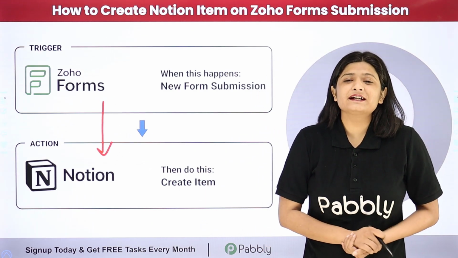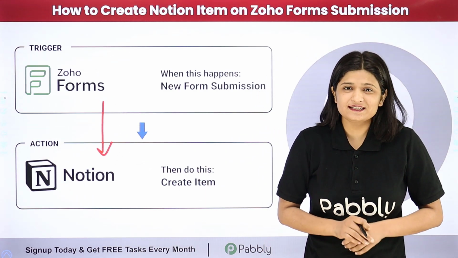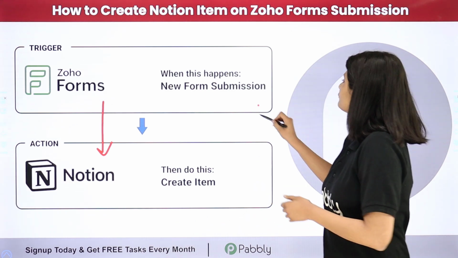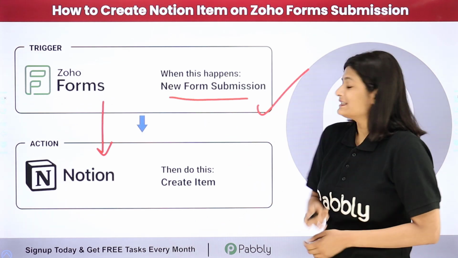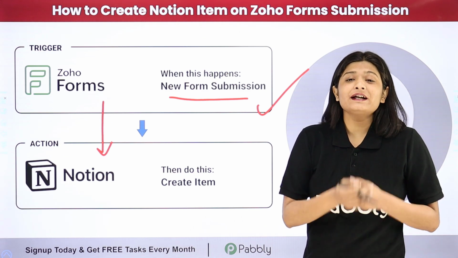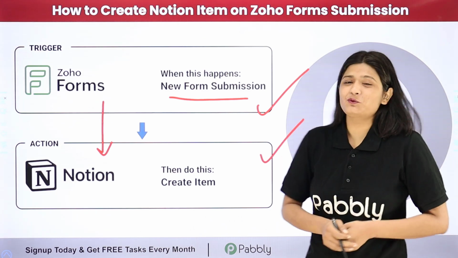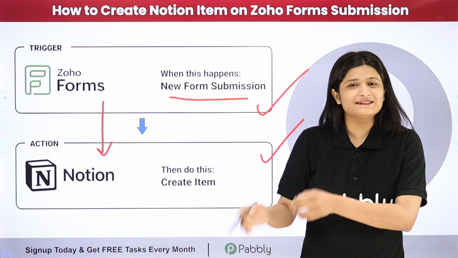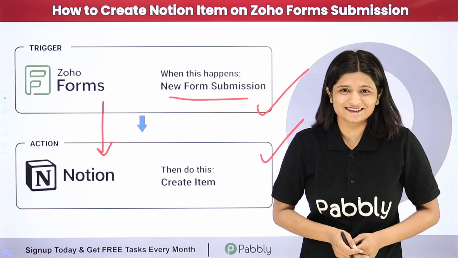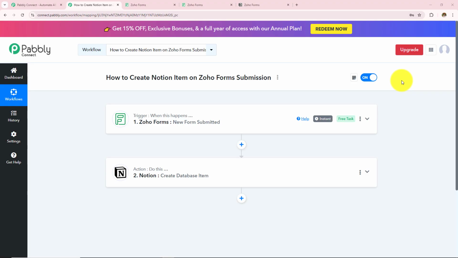With the help of Pabbly Connect, I am going to build this connection in such a way that whenever I receive a new form submission in my Zoho Forms, these items will be automatically created in my database in my Notion. Now if you want to learn this amazing automation step by step, then let me take you all to my screen. In this video, we are going to see how to create Notion item on Zoho Forms submission.